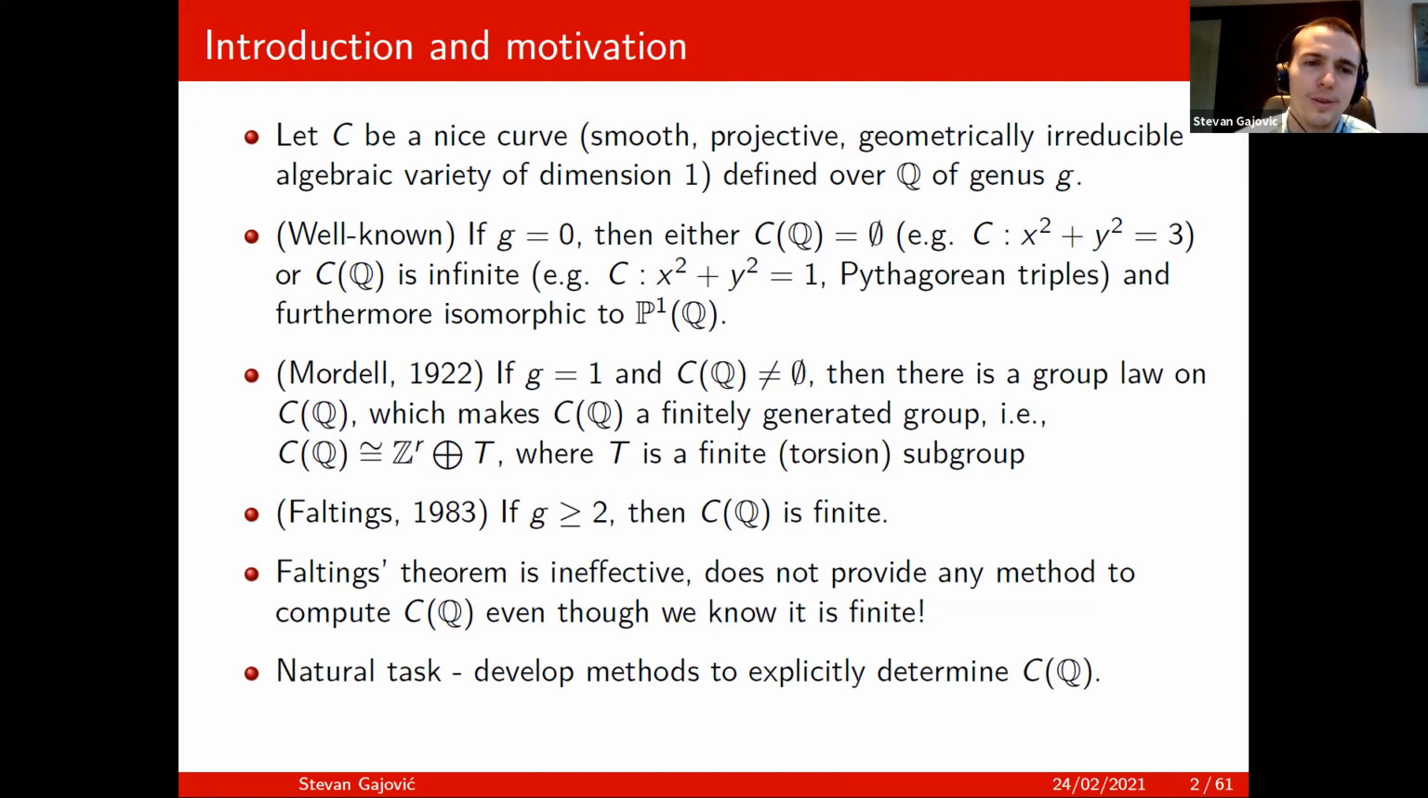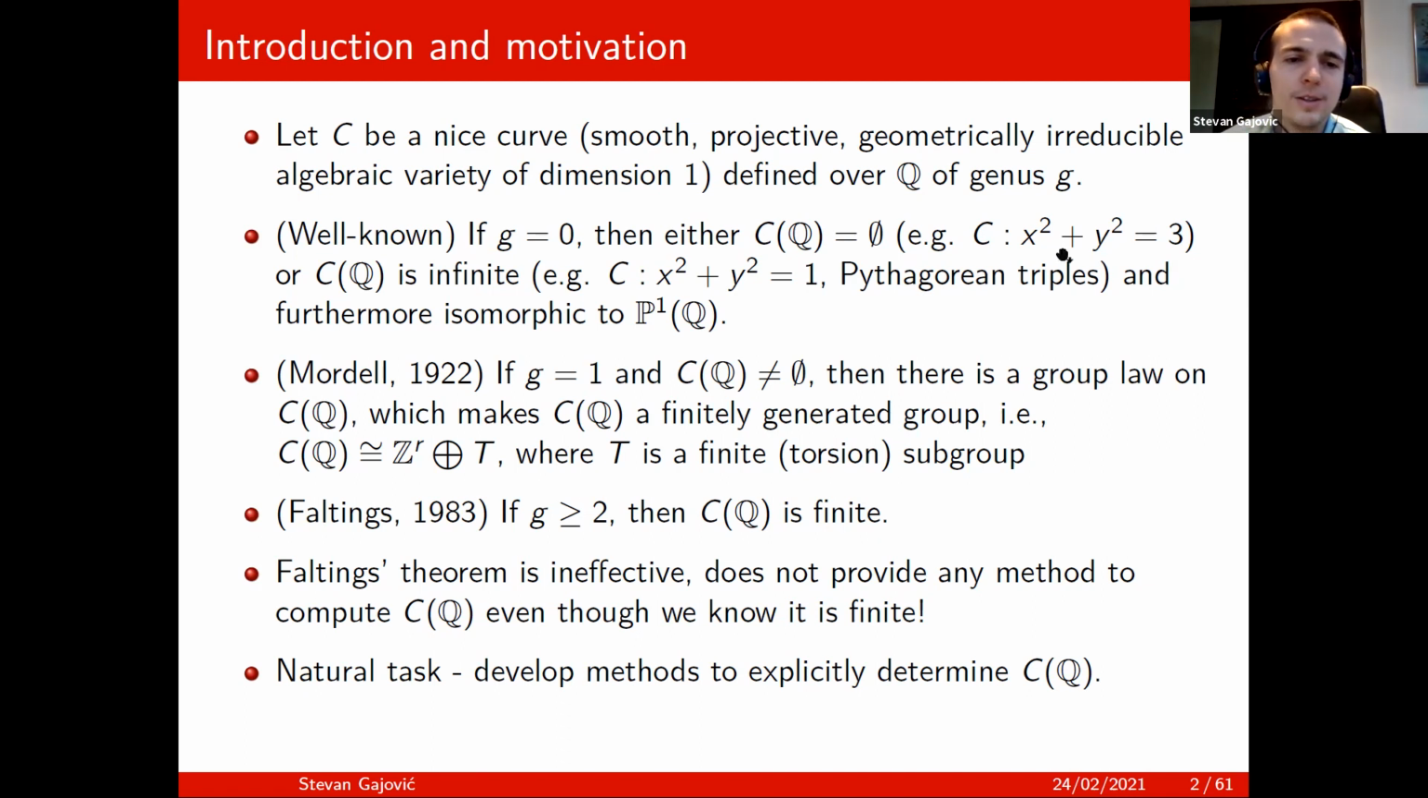We recall the well-known thing that if we have a curve of genus 0, then over an algebraically closed field it's isomorphic to the projective line. But over Q, things can be more interesting. For example, there are curves that have no rational points, for example the circle of radius square root of 3, or there could be infinitely many rational points. I think the most important example is the unit circle, because it parameterizes Pythagorean triples.